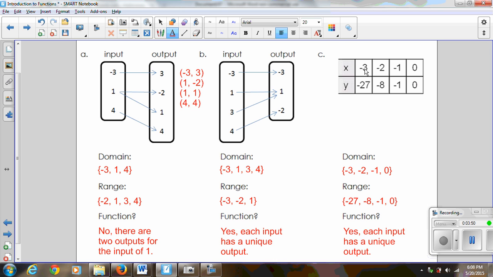In letter C, now it's a literal mapping. This is what you're traditionally seeing as your ordered pairs. So we've got -3 maps onto -27, -2 maps onto -8. All of the values for x correspond to our domain. All of the values for y correspond to our range, and they already are in numerical order. Since none of the x values repeat, I know this too is a function.